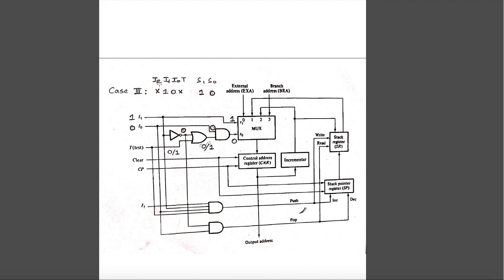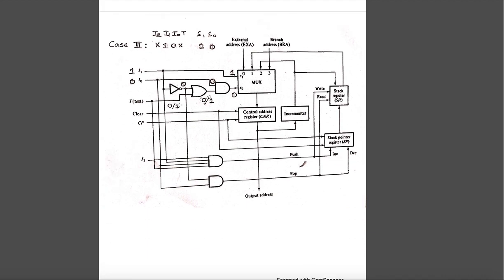Here also I2 is a don't care. It doesn't depend on I2 at all, because whatever the value of I2, the condition here is that if it is 0, this is obviously going to be 0, so this signal won't go on. That is the reason why I2 is don't care, and test is also don't care, because anyway if it is 0 or 1, it doesn't matter. Here it is going to be 0. So that is the reason why it is don't care here. So the third case is also over.